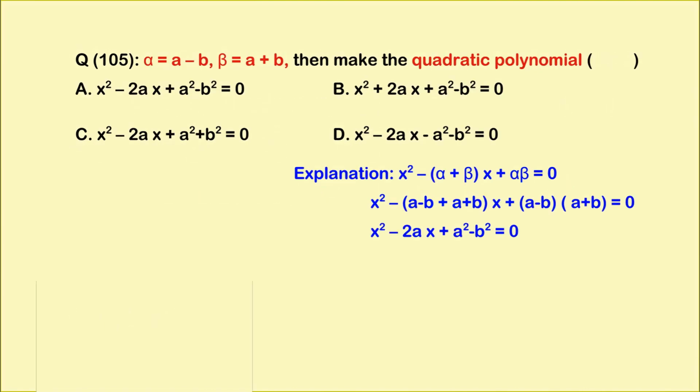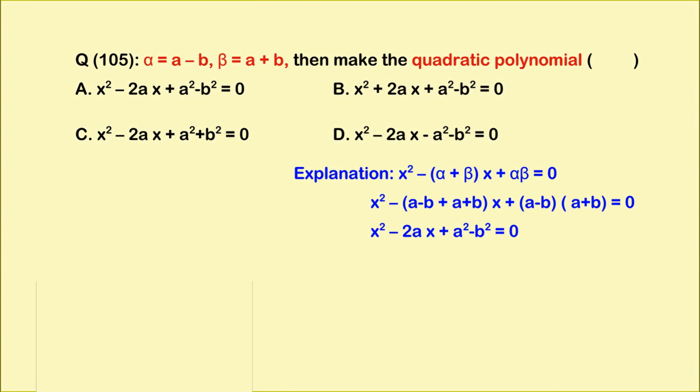Question number 105. Alpha is equal to a minus b and beta is equal to a plus b. Then make the quadratic polynomial. We know the formula for the quadratic polynomial: x square minus alpha plus beta of x plus alpha into beta is equal to 0. If you substitute alpha value and beta value in the given expression, we'll get x square minus bracket of a minus b plus a plus b of x plus a minus b into a plus b is equal to 0.